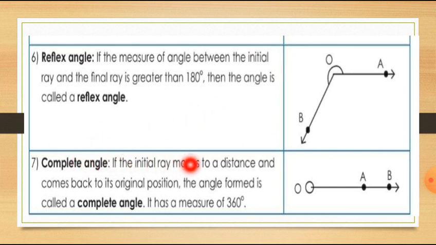Now next is complete angle. If the initial ray moves to a distance and comes back to its original position, the angle formed is called a complete angle. Complete angle means the ray is starting from here and it is rotating and it is coming back to its actual position. Okay, that is the complete rotation. That is called a complete angle and its measurement is 360 degrees. Got it, children?